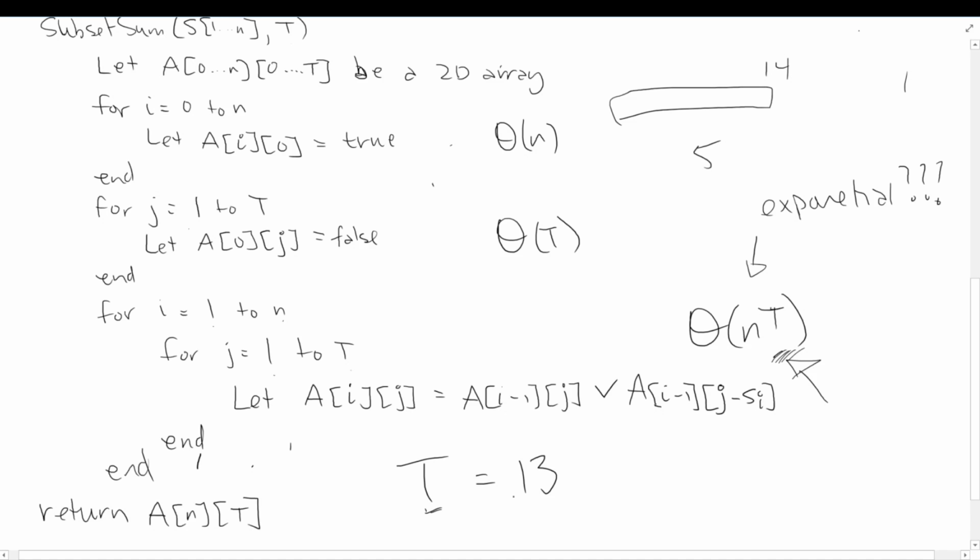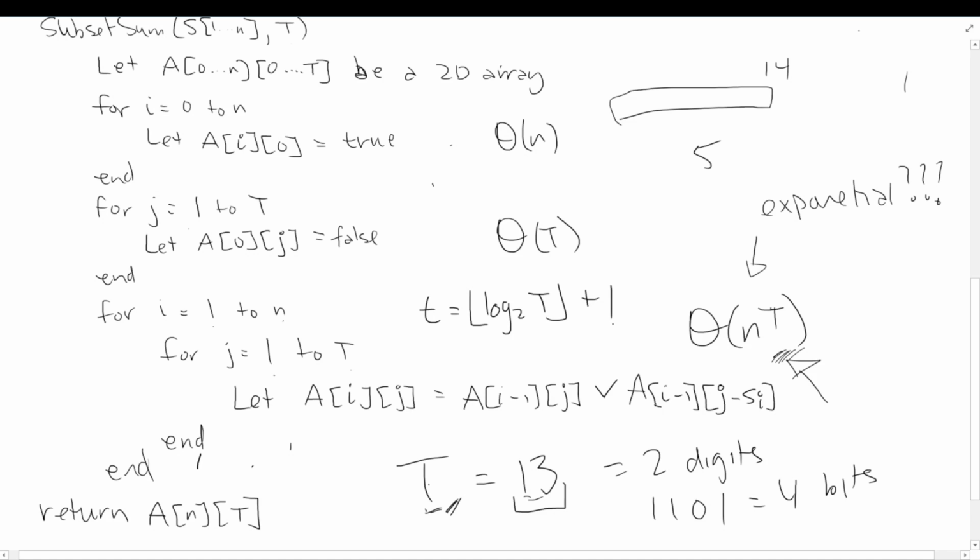The other thing we'll notice, though, is that to write down 13, at least the way I've written it here, it's 2 digits. Or, if I wanted to write it down in binary, it's 4 bits. And we might remember that the number of bits it takes to write down our number here, t, so let's go ahead and make a lowercase t now. Lowercase t is going to be the number of bits it takes to write down t. Well, that's going to be log base 2 of t plus 1.